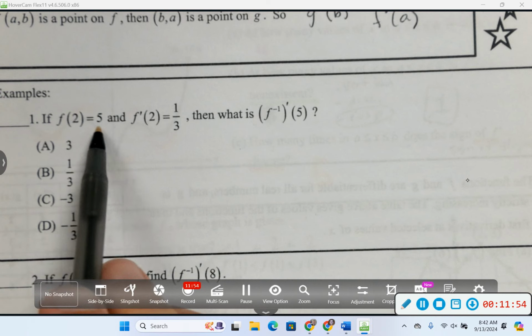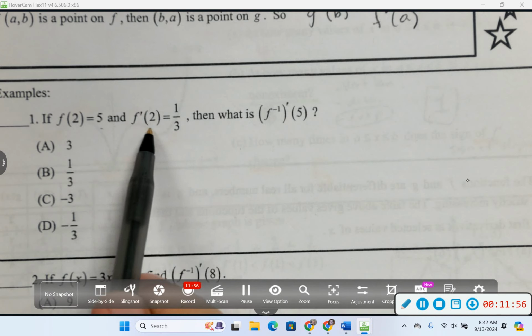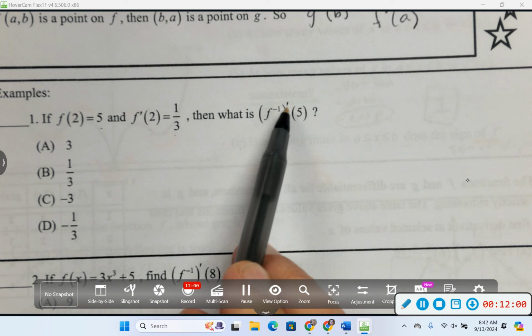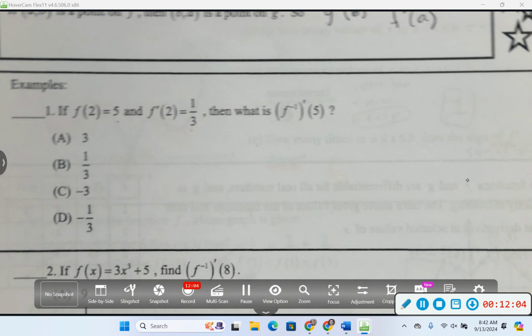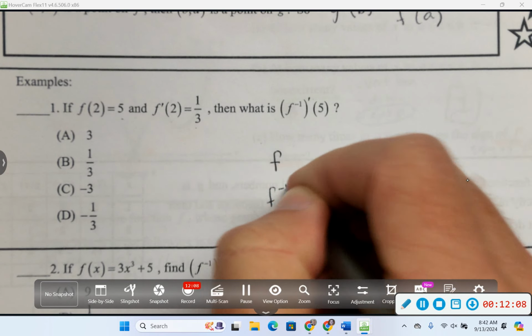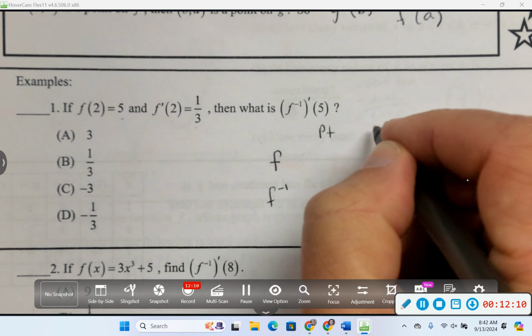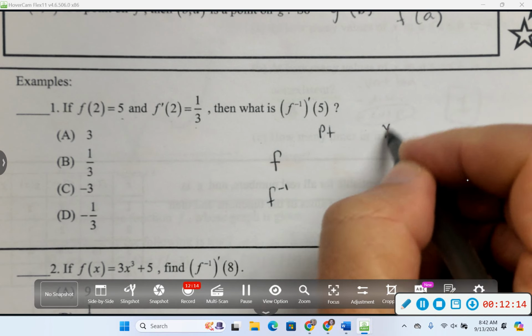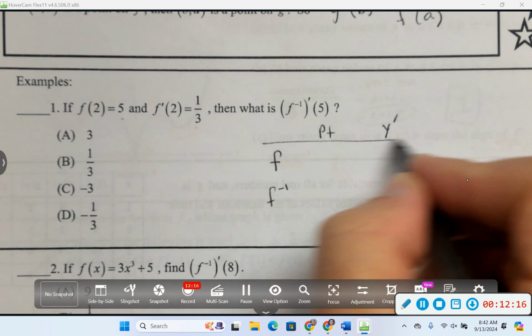Let's do an example. If f of 2 is 5, f prime of 2 is 1/3, what is the derivative of the inverse of f at 5? Let's make the table. F, f inverse, point. Some people will put m here, like for slope, but I like y prime to kind of emphasize it's a derivative.